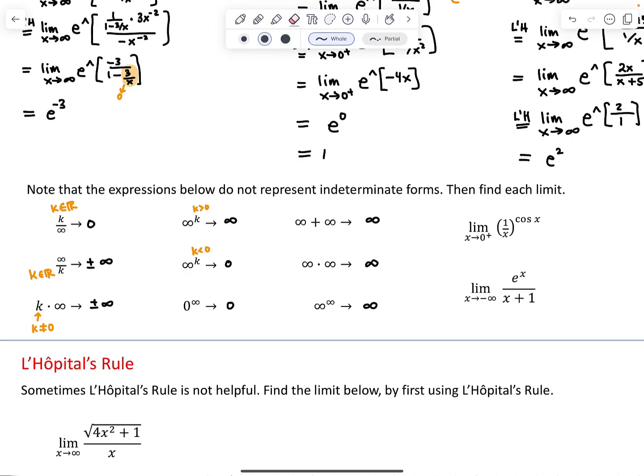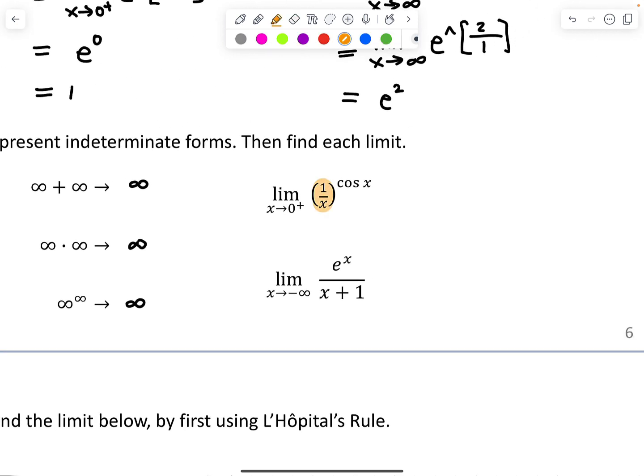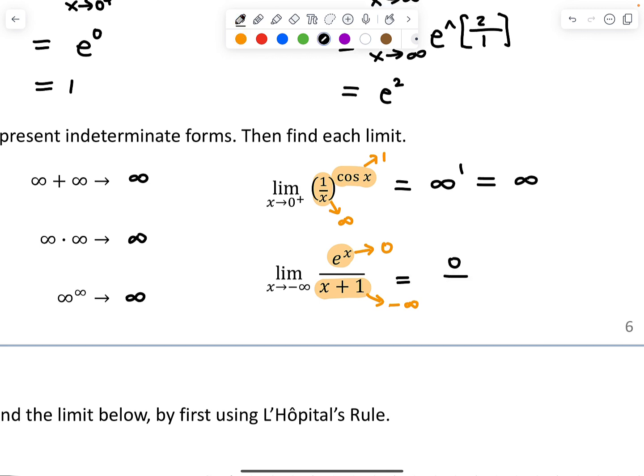When you're new to this, you run the risk of seeing one of these forms and assuming it's an indeterminate and then inappropriately using L'Hopital's rule. Look at these two limits. As x goes to 0, 1 over x approaches infinity, while cosine of 0 is 1. So this limit is infinity to the 1, and that's just infinity. As x goes to negative infinity, this numerator approaches 0, and x plus 1 approaches negative infinity. So this limit is 0 over negative infinity, which shrinks to 0 all the faster.